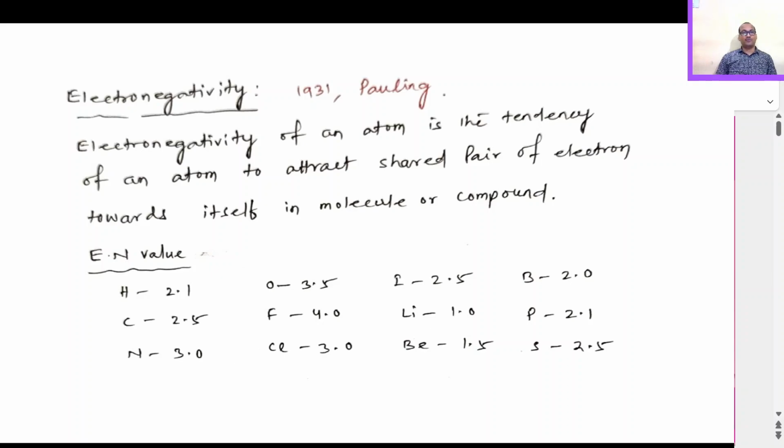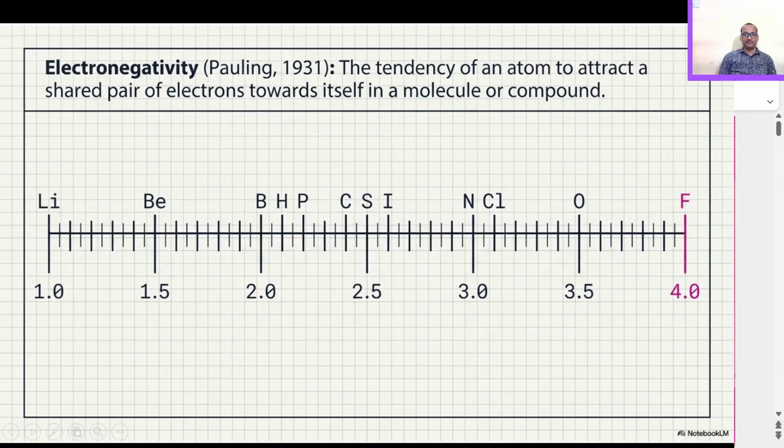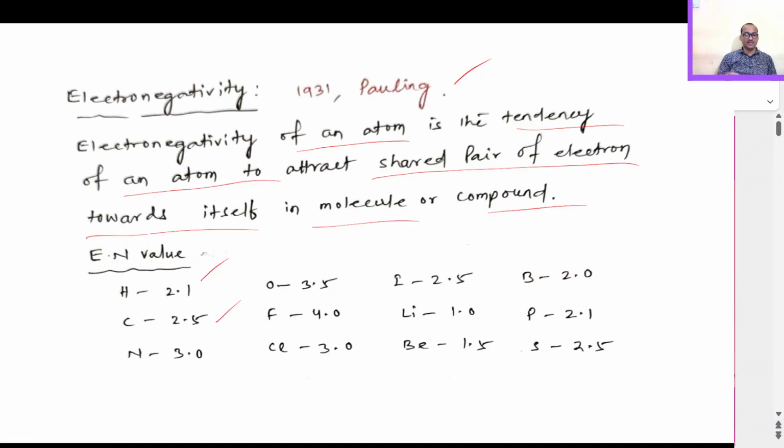Similarly, we need to know what is electronegativity. This concept was given by Pauling in 1931. Electronegativity of an atom is the tendency of an atom to attract the shared pair of electrons towards itself in a molecule or compound. Here we have different electronegativity values of different elements: hydrogen 2.1, carbon 2.5, nitrogen 3, oxygen 3.5, fluorine 4, and lithium 1.